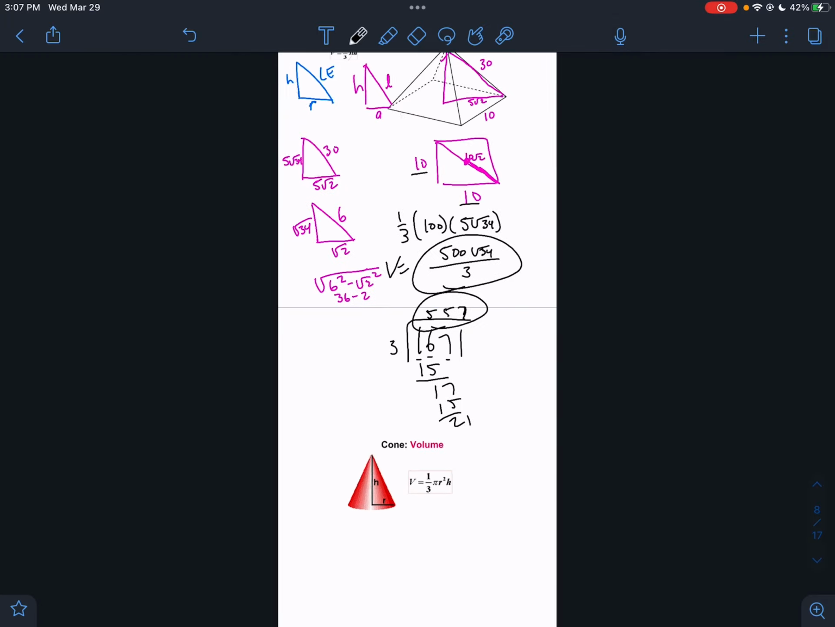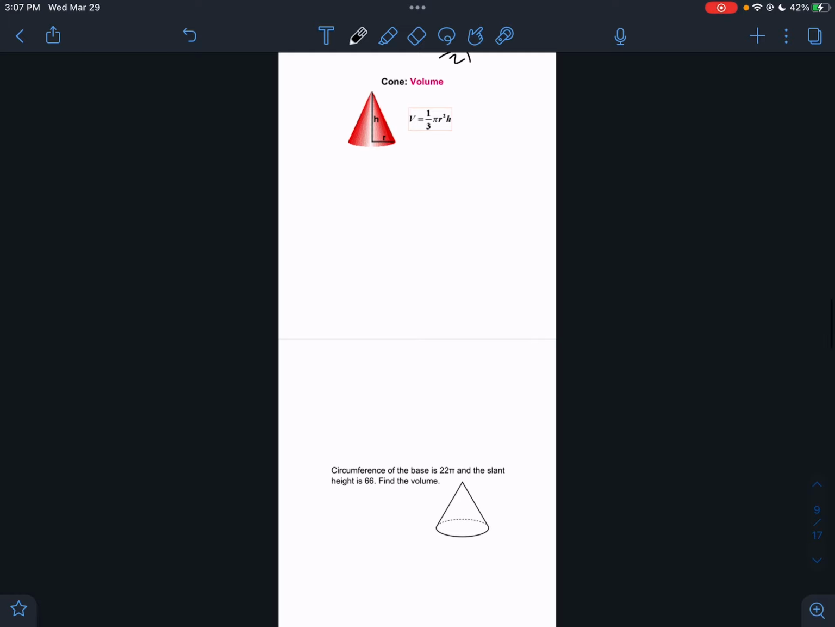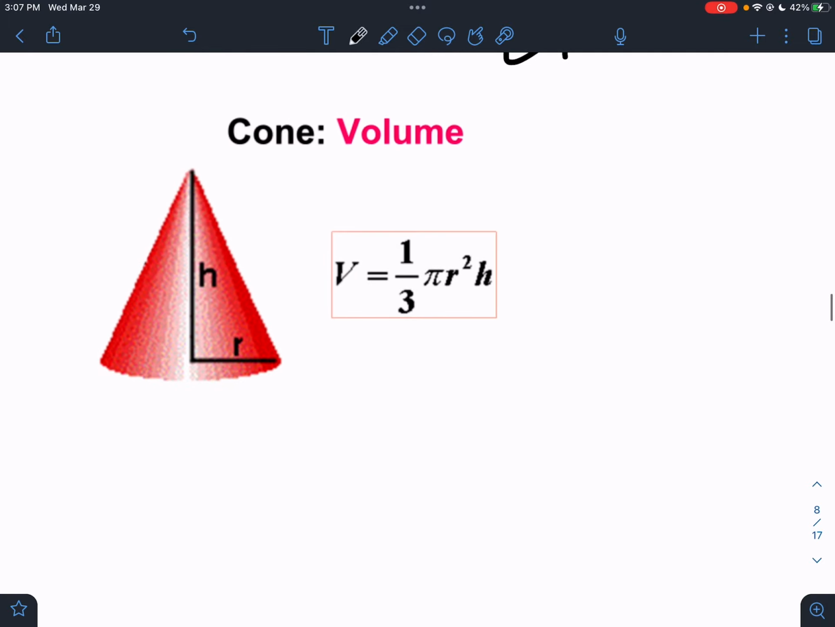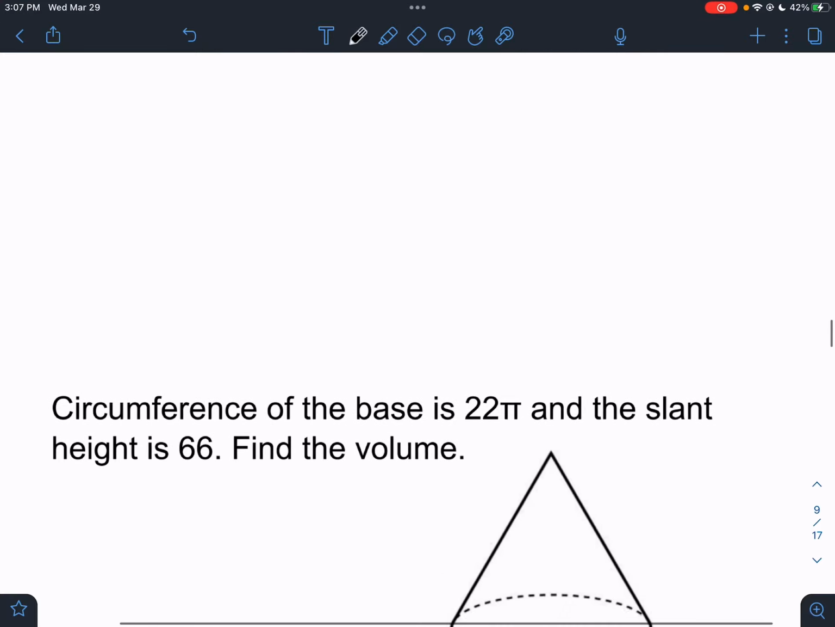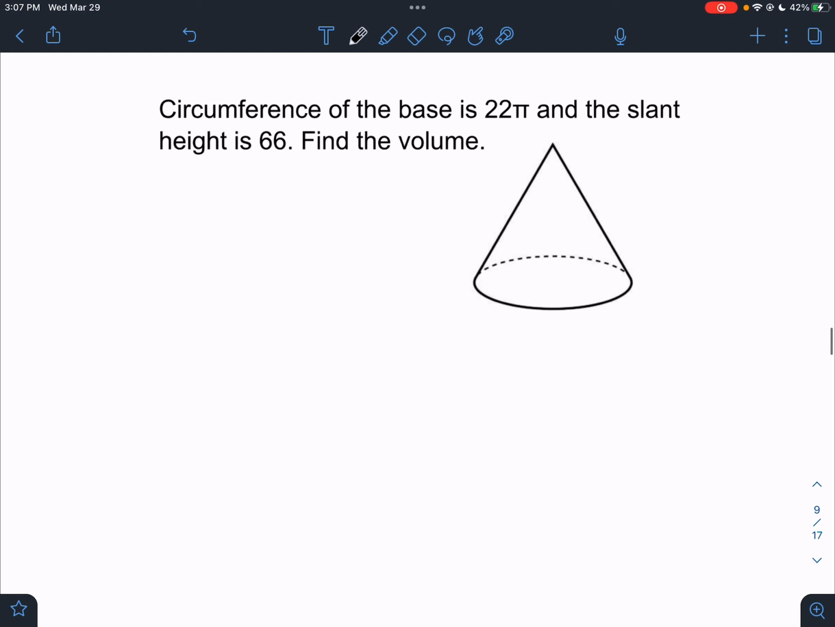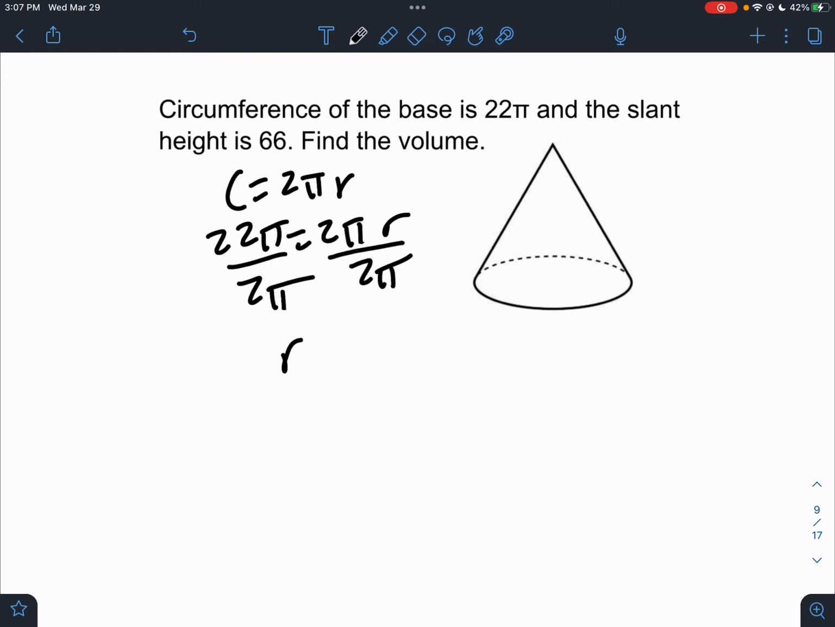That's pretty cool. Okay. Cone is the same idea, but there's only one right triangle to worry about. It's this one. It's the radius, the height, and the slant height. It's the only one we care about. So if I give you the slant height, you get the height using Pythagorean theorem. All right, the circumference is 22 pi. Circumference equals 2 pi r. So 22 pi equals 2 pi r. Divide off 2 pi, and r is 11.